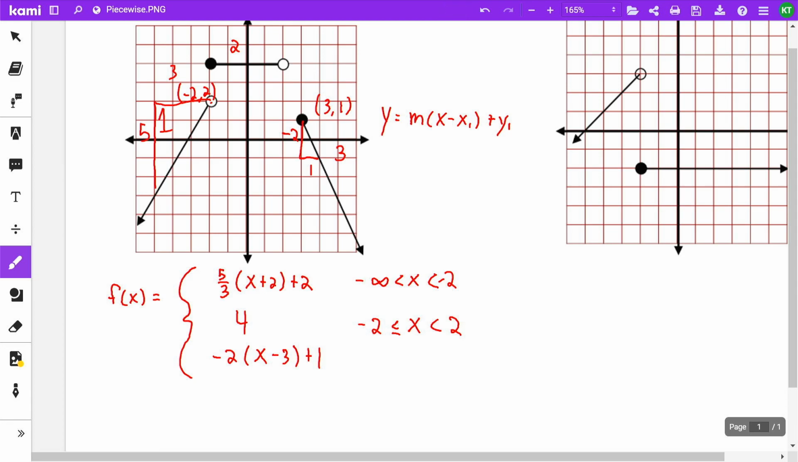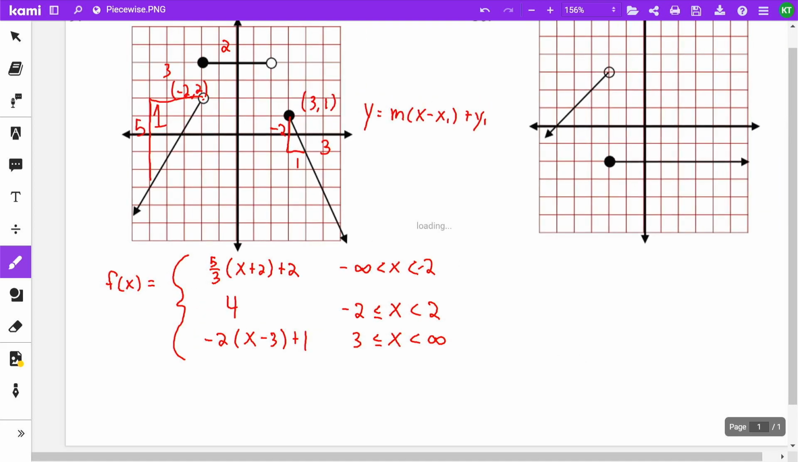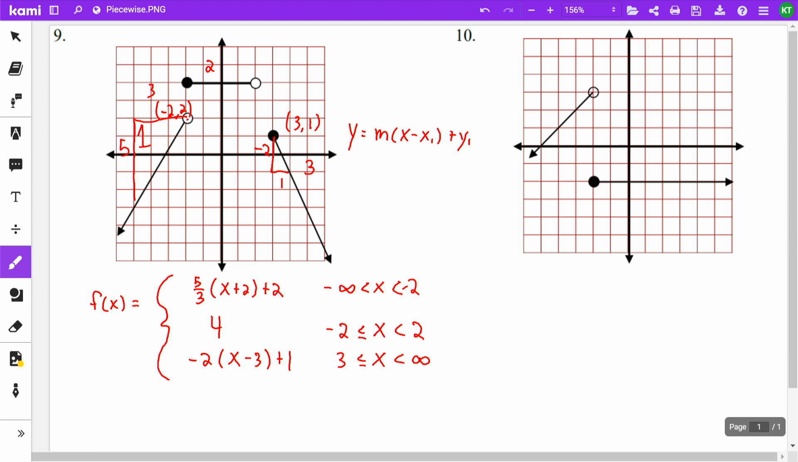And then lastly, for my last subfunction, this one starts at x equals 3. So I'll have 3 is less than or equal to x, and we have an arrow going to the right forever, so that is going to be less than infinity. And so that would be how we would write our piecewise equation for our first graph here. Then let's go ahead and move on to our second graph.